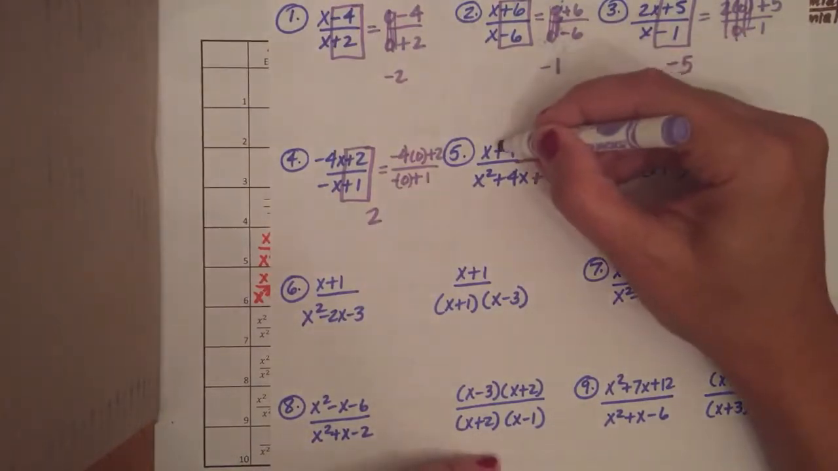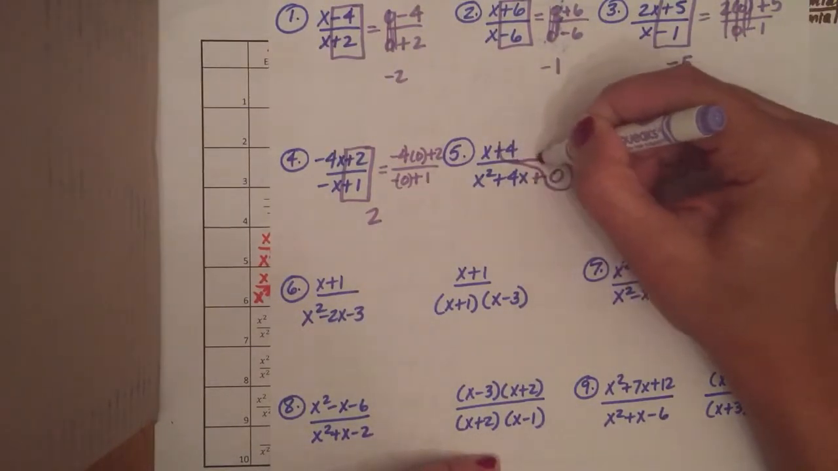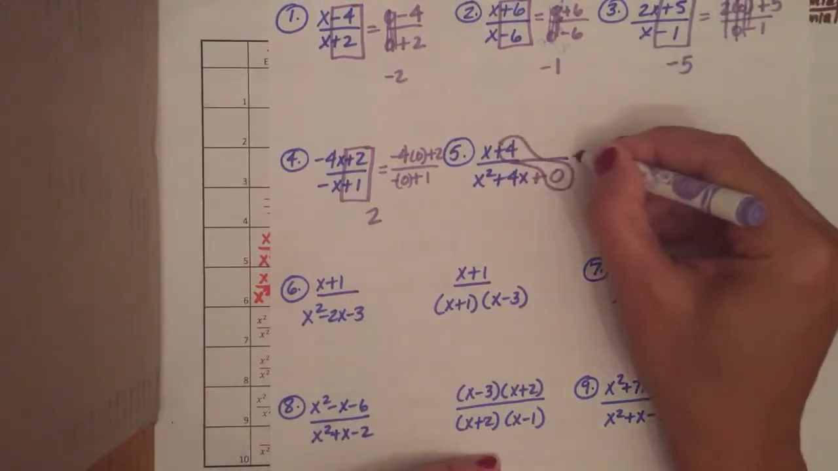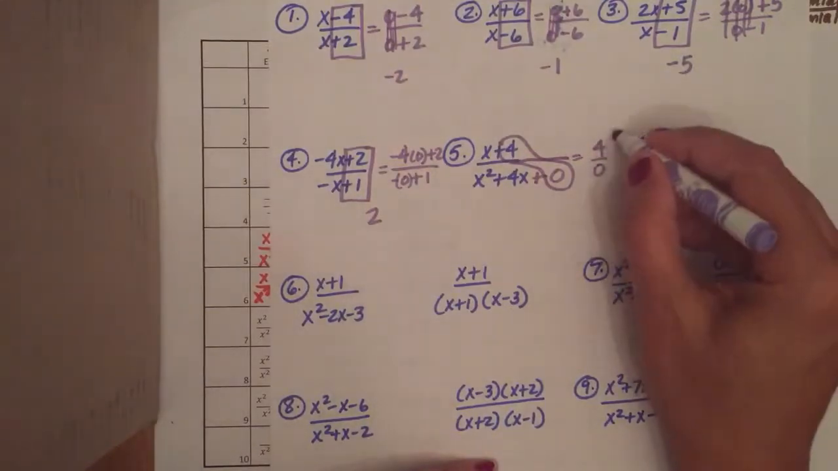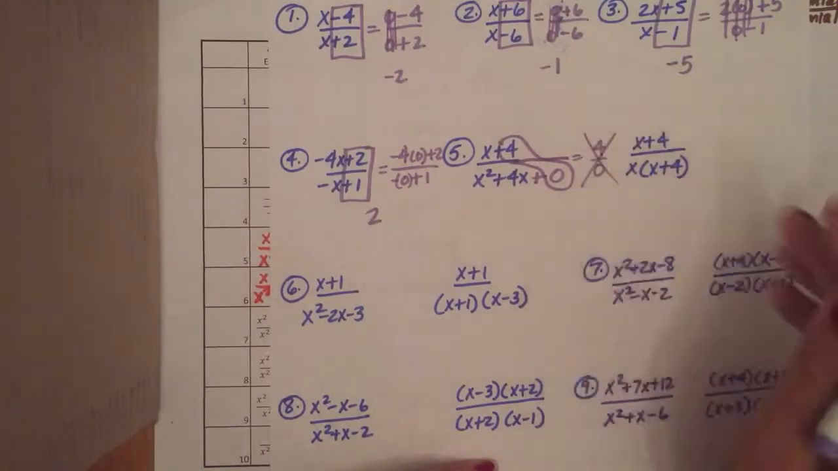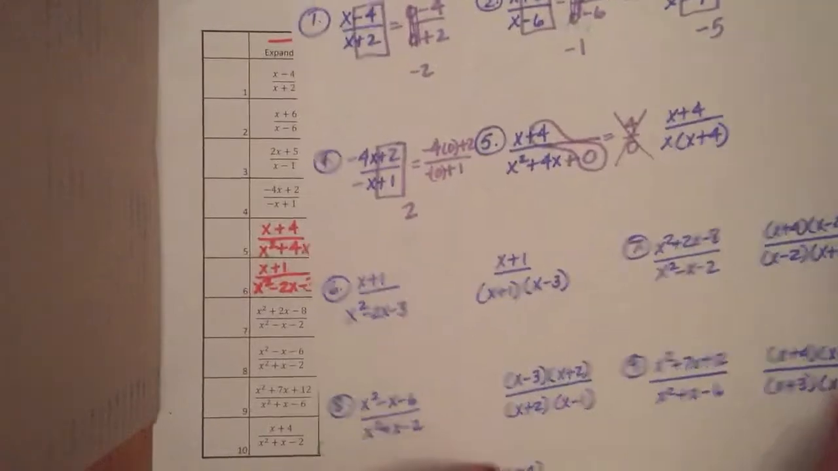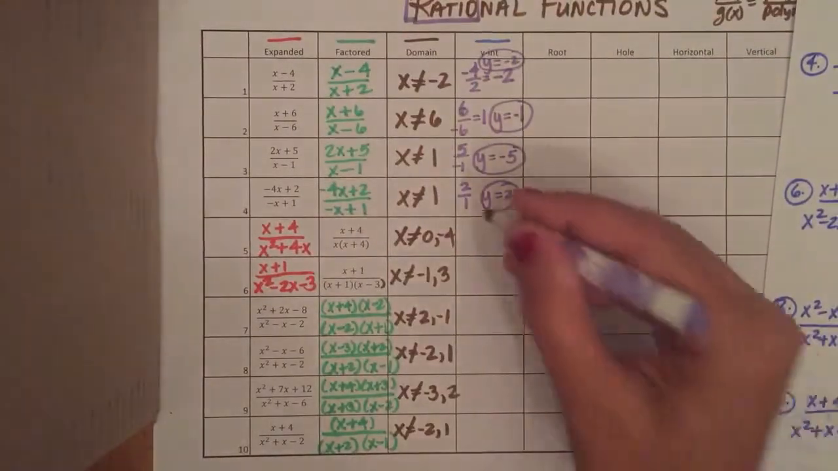Well, if I look at my last two values now, what happens? I get 4 over 0. Can we do that? No, we can't. That's dividing by 0. That means that for number 5, there is none.